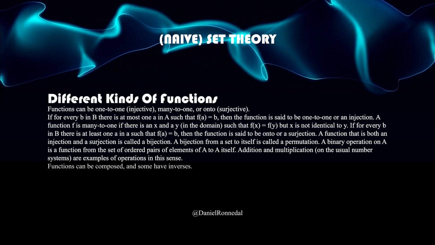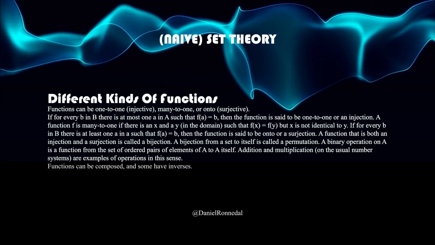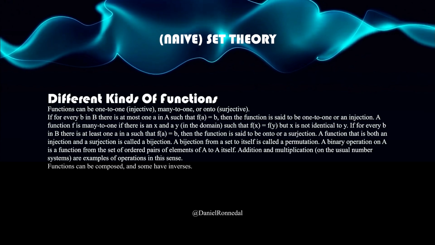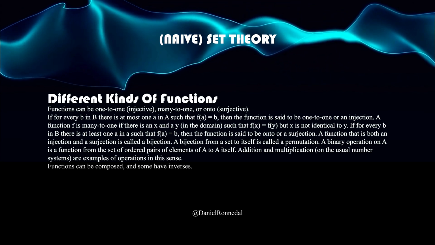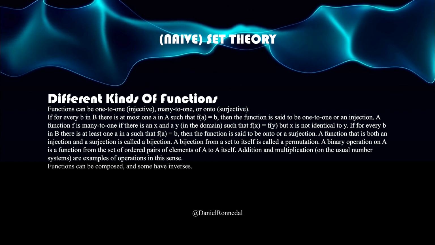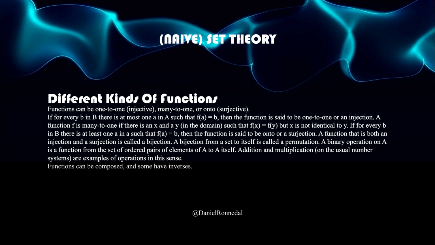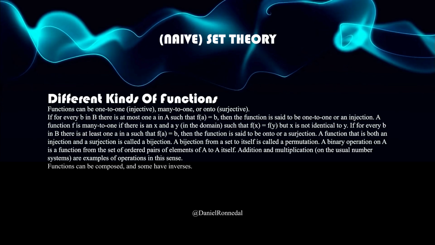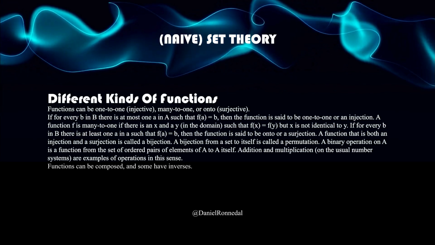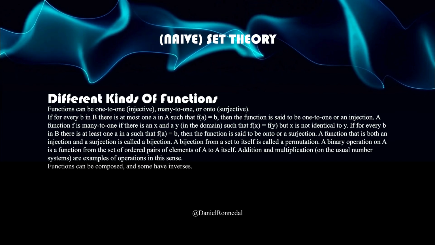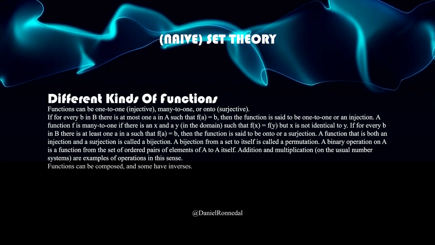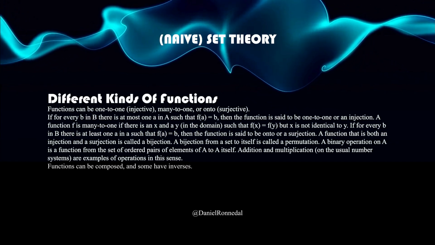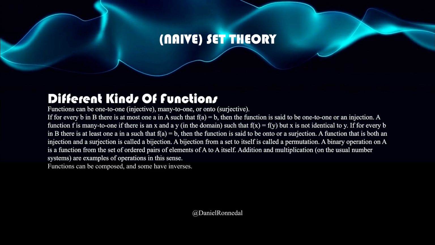Functions can be one-to-one (injective), many-to-one, or onto (surjective). If for every b in B there is at most one a in A such that f of a is identical to b, then the function is said to be one-to-one or an injection. A function f is many-to-one if there is an x and a y in the domain such that f of x is identical to f of y, but x is not identical to y. If for every b in B there is at least one a in A such that f of a is b, then the function is said to be onto or a surjection.